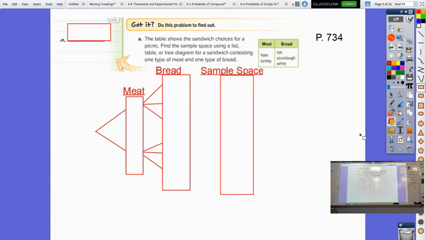Okay, so the table here shows sandwich choices for a picnic. You get a choice of meat and a choice of bread. What is the sample space? The sample space is how many different sandwiches there are. Okay? So when you draw your tree diagram, first you have a choice of meat. So what are these two branches going to be? Ham and turkey.